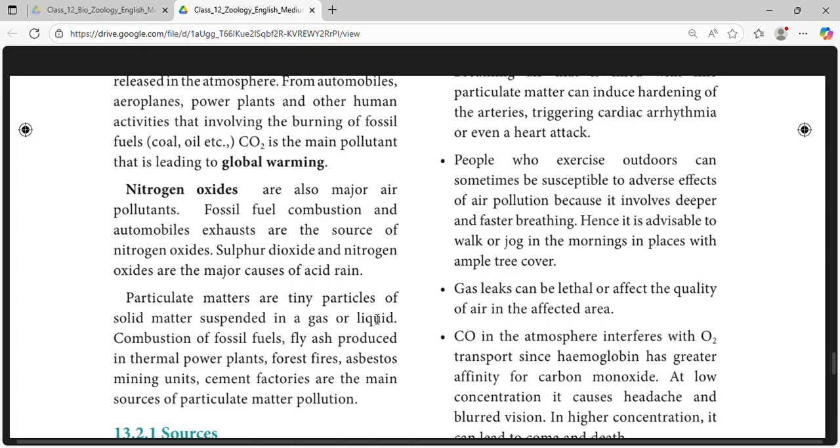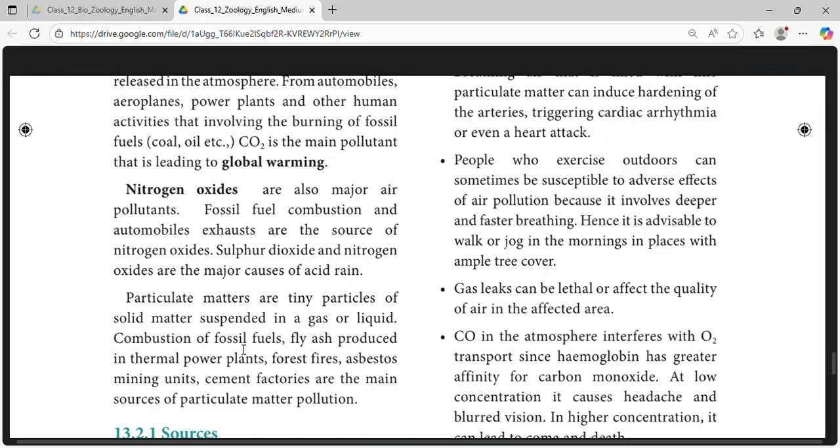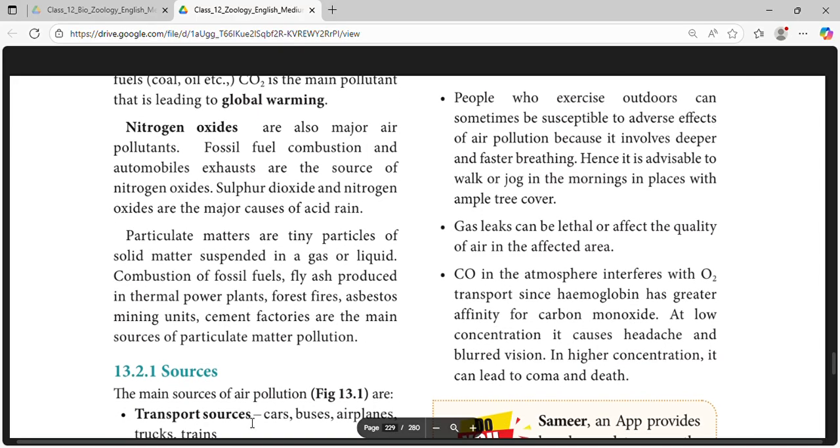Particulate matters are tiny particles of solid matter suspended in a gas or liquid. Combustion of fossil fuels, fly ash produced in thermal power plants, forest fires, asbestos mining units, and cement factories are the main sources of particulate matter pollution.